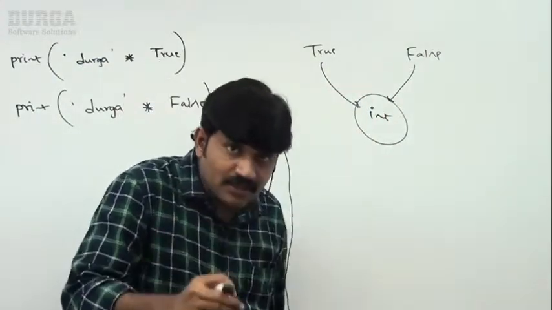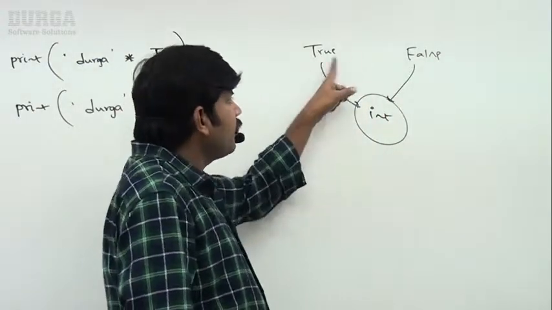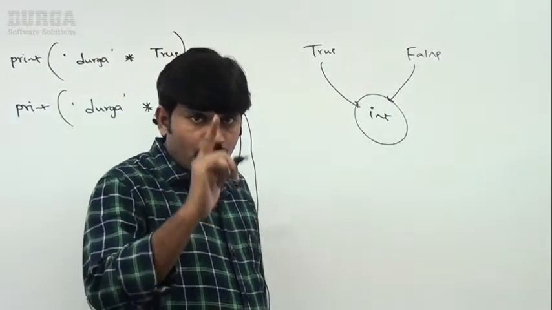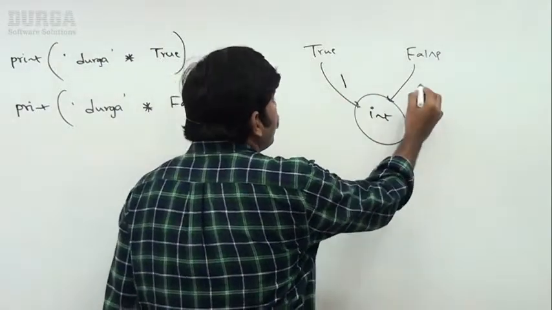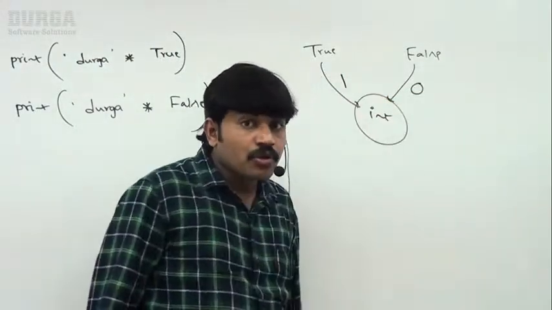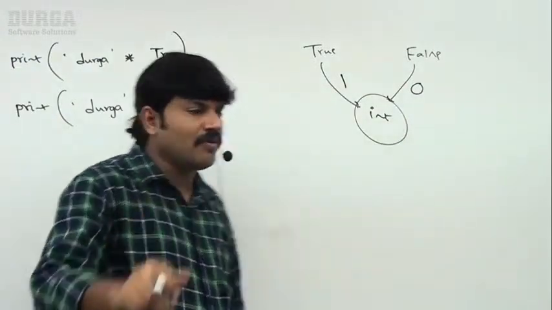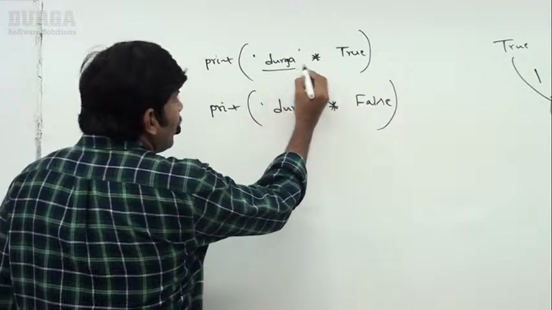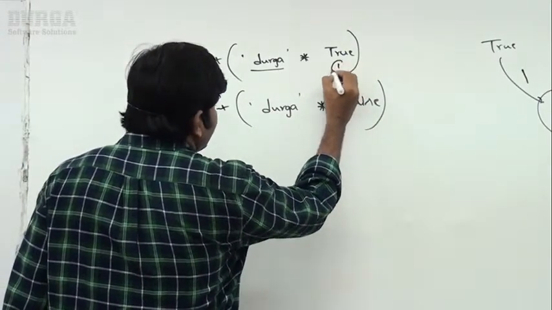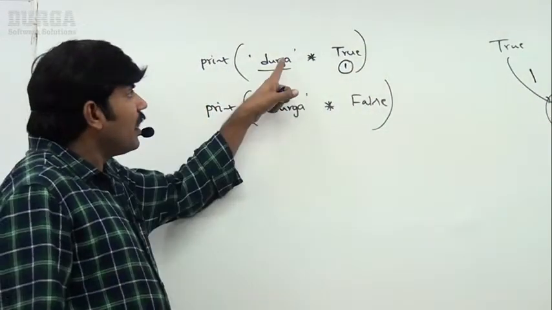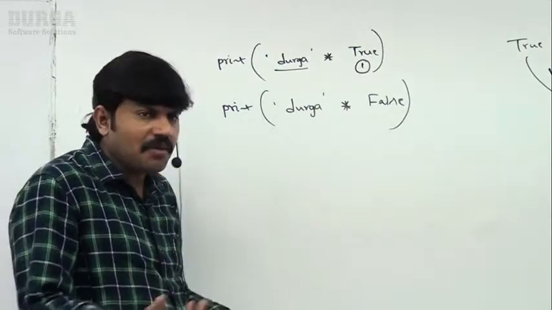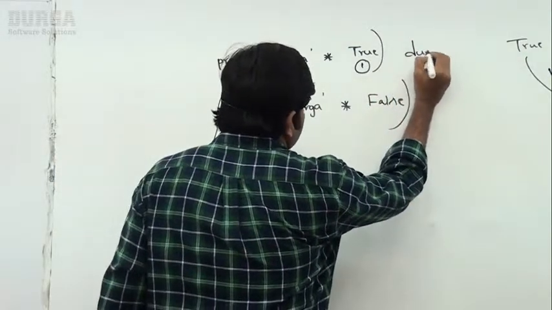Whenever we are expecting int in Python, we can happily use Boolean values. True means 1, false means 0. Now that behavior will come. Durga into 1: True means 1, so Durga repeated one time means the same, and we are going to get Durga as the answer.